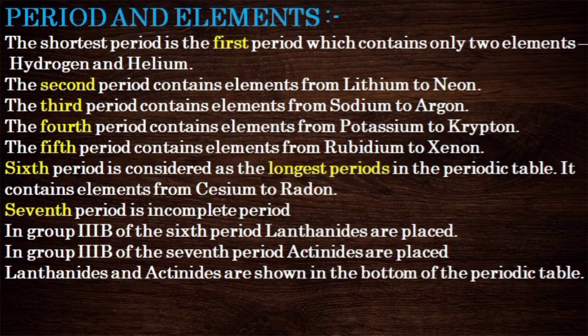Now let us talk about the third B, that is in group third B you are having under the sixth period you have lanthanides, and in the group third B of the seventh period you have actinides. Lanthanides and actinides are shown in the bottom of the periodic table. Okay.